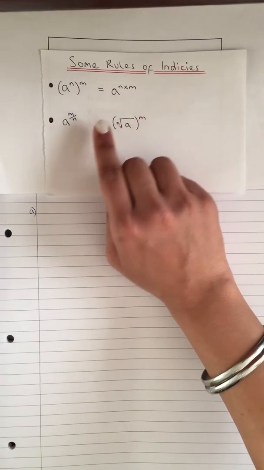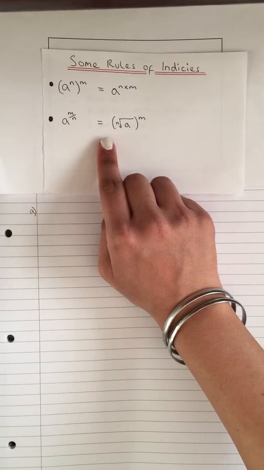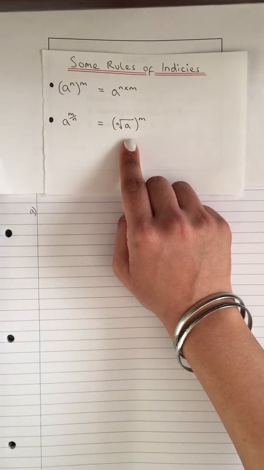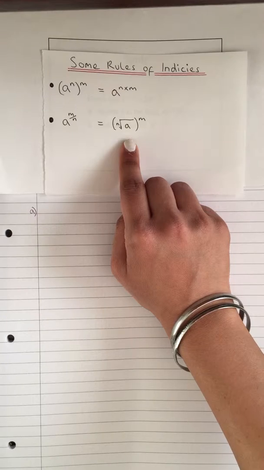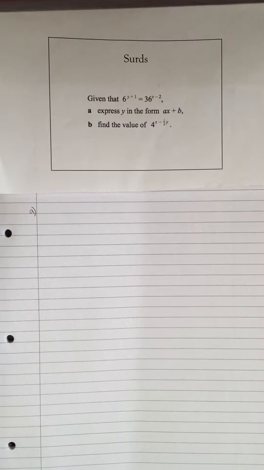And our second rule is a to the power of m over n equals the nth root of a in brackets to the power of m. Now, if you'd just like to pause the video and read through the question.